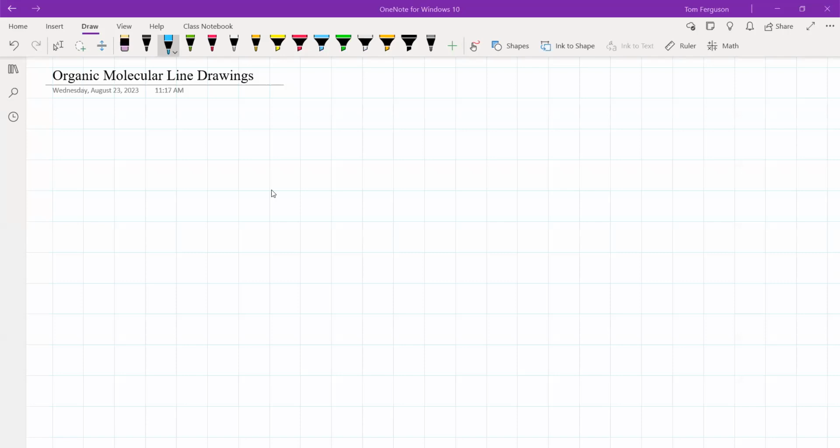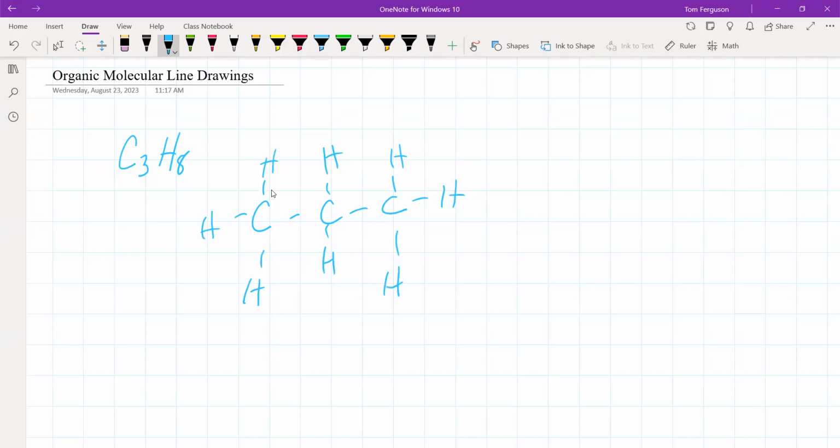If we look at a formula like C3H8, organic chemists don't display the structure like this. And this is a review, this is a repeat, but I just want to make sure everyone's on the same page here.